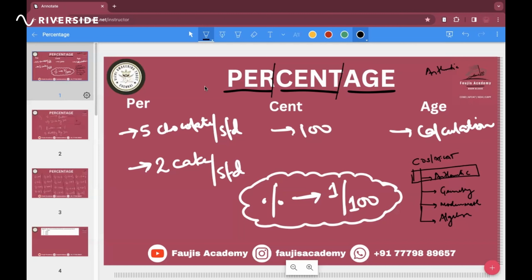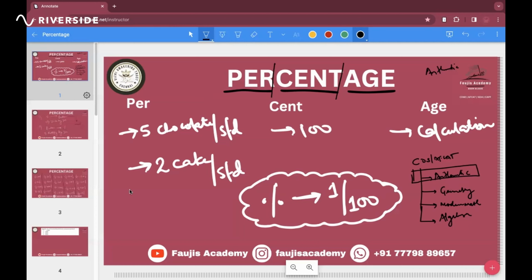Similarly, let's say in some scenario you have to talk about choco lava cake. How many choco lava cakes will the students or your family members get? You wanted to order from Domino's or some other place. So what do you say? Fine, everyone will get 2 choco lava cakes each. Per student, there are 2 choco lava cakes, right?